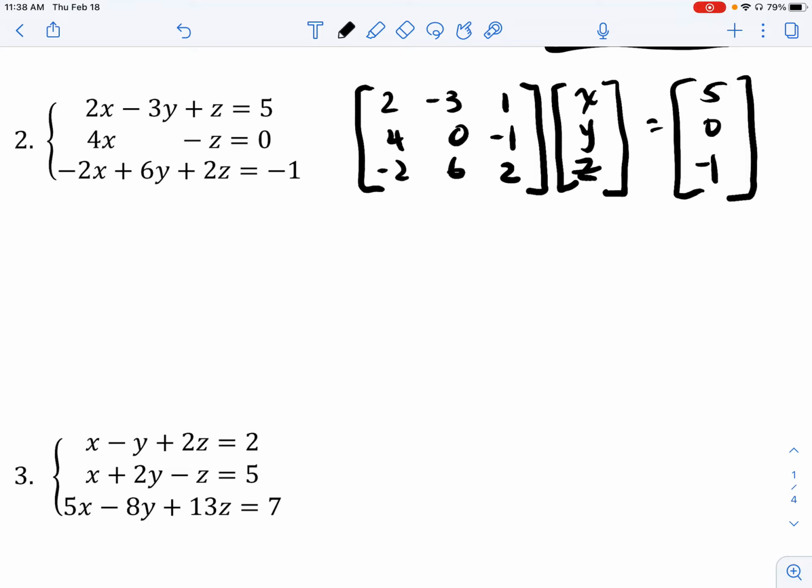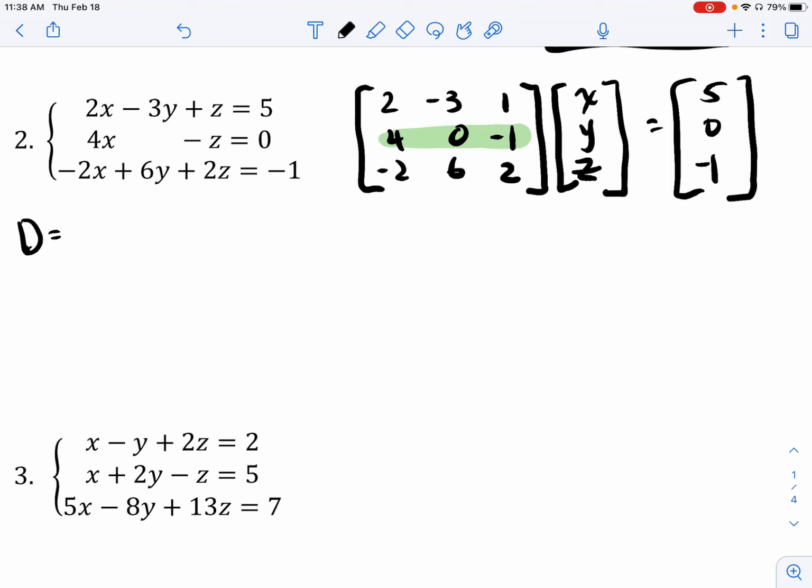So first, let's find our determinant, our D value here. Well, when finding the determinant of this coefficient matrix, I said in my previous lesson that you should choose the column or row that's going to be the easiest for you to work with, namely the one that has the most zeros. So I'm going to choose this row right over here.